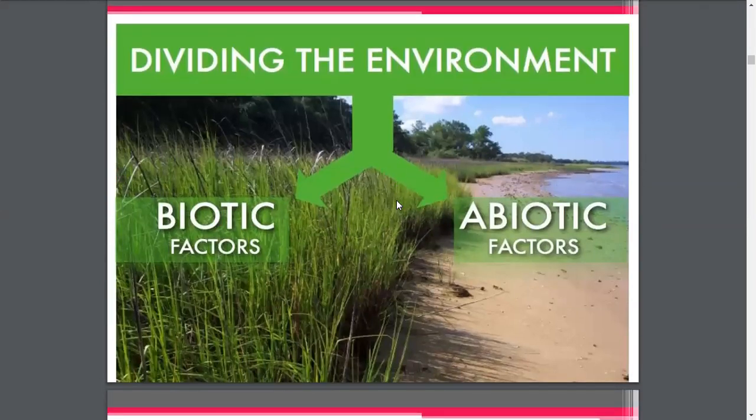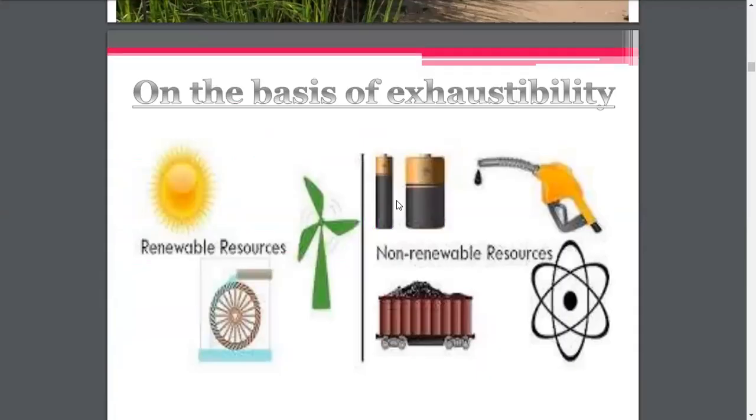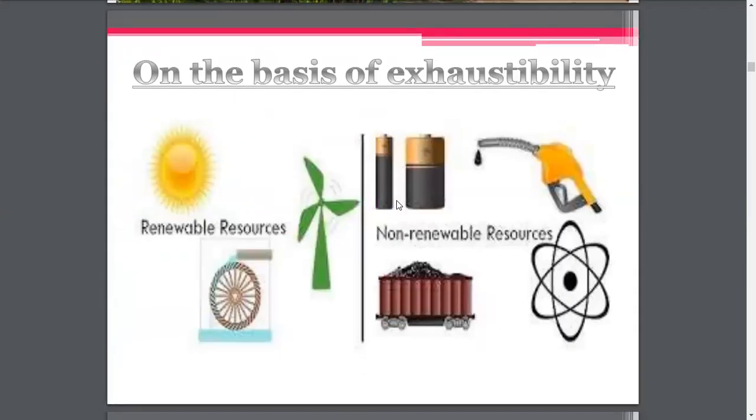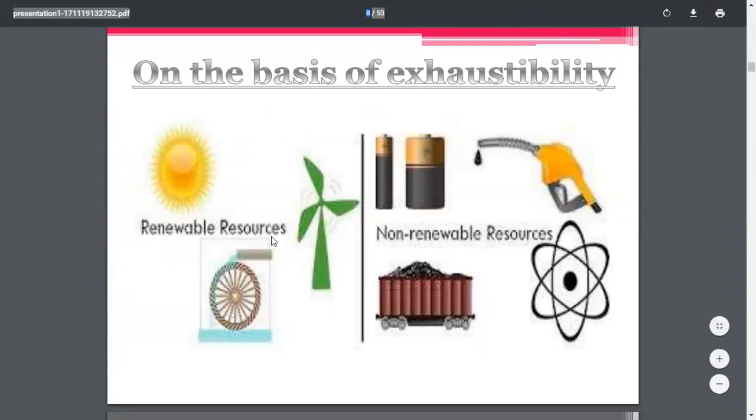This is also one of the images which I have taken for showing biotic factors and abiotic factors. These two ways are how the environment is divided. Now, first we have seen classification on the basis of origin. Now it is on the basis of exhaustibility. It's further divided into renewable resources and non-renewable resources.